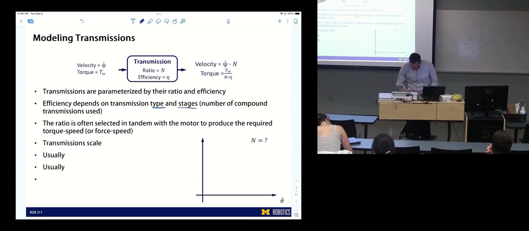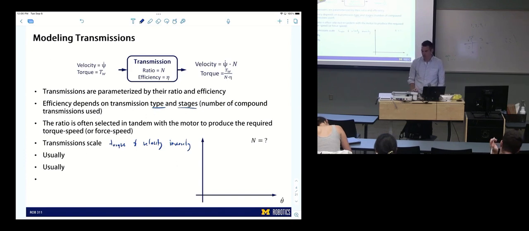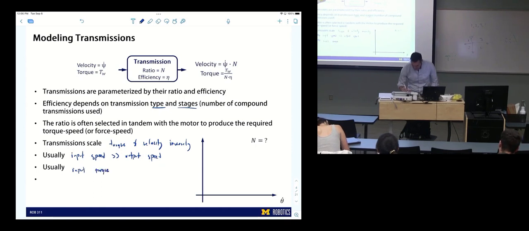Transmissions scale torque and velocity inversely. So it scales speed up and torque down. Usually the input speed is much greater than the output speed. And usually the input torque is much less than the output torque.